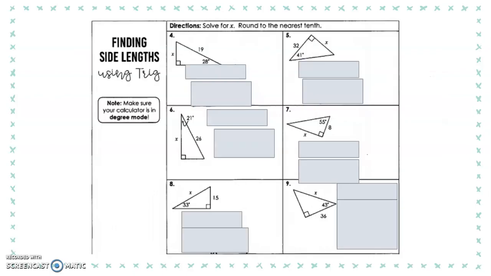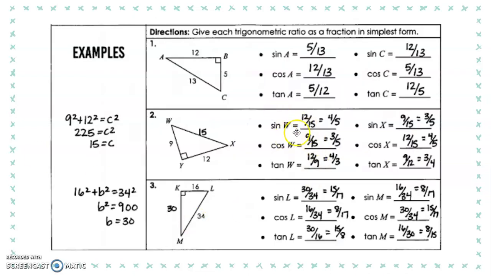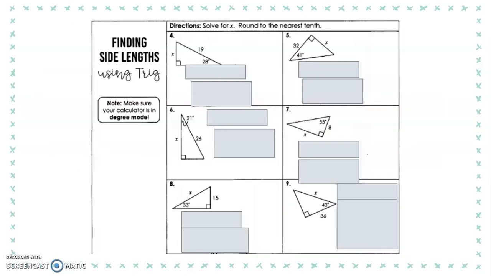Now we're going to turn our attention to finding missing side lengths using those trig ratios. With all of the examples we just looked at, we had a letter next to the sine, cosine, or tangent. That letter stood for an angle. So looking back, we had W as an angle, we had L as an angle, we had C as an angle. When we're finding missing side lengths, we are actually using a degree measure for our angle. So we're going to base it off of that angle measure.